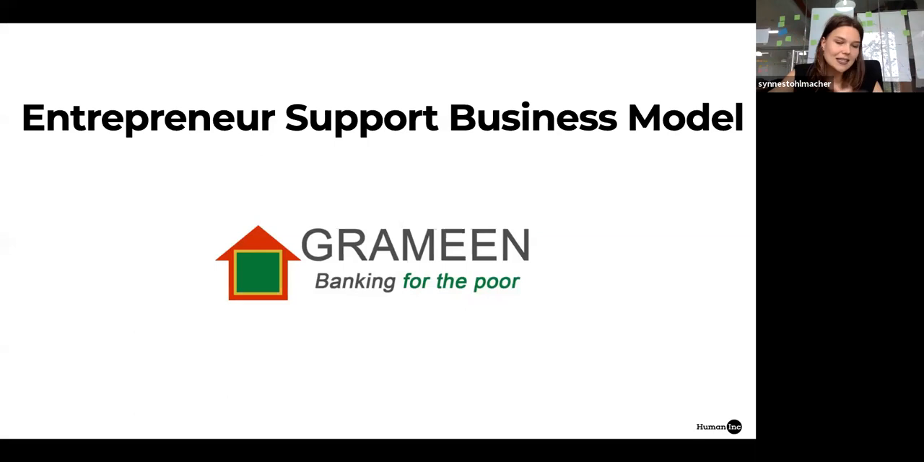Okay, last example is an entrepreneur support business model. I'm not sure if you've heard about this, but it's been wildly popular to try to help people become entrepreneurs, especially in poor areas of the world, where we want to help people work their way out of poverty. Grameen Bank is one of the very good examples of this. The founder of Grameen Bank actually also got the Nobel Peace Prize, if you didn't know that.